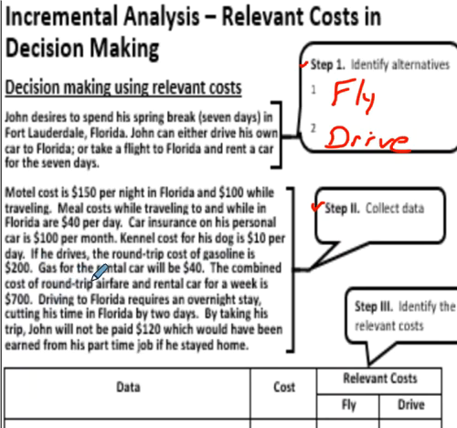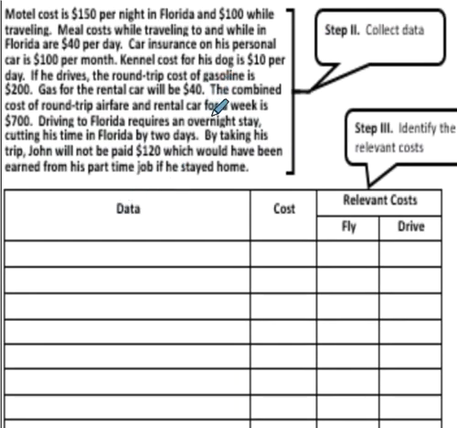Gas for the rental car, because when he brings a rental car back to the rental car company, he's going to have to bring it back with a full tank, and that's going to be $40. The combined cost of round trip airfare and rental car for a week could be $700 if he decides to fly down there and use a rental car. Driving to Florida requires an overnight stay between the two alternatives, and even more costs than that, but John has assembled all the costs associated with his spring break trip to Florida.